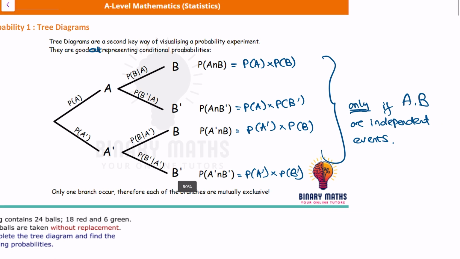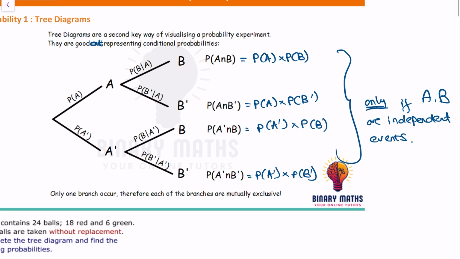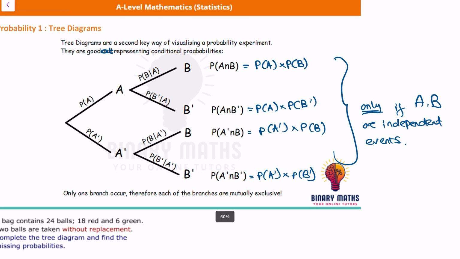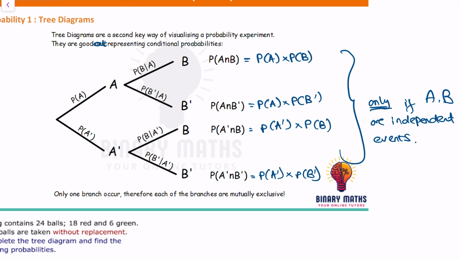And the key thing is only one branch occurs. Therefore, each of the branches are mutually exclusive. So if there is more than one combination to calculate the probability, you have to work each one out and then add it all together because they are mutually exclusive.